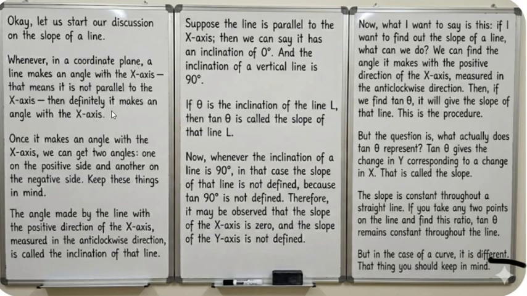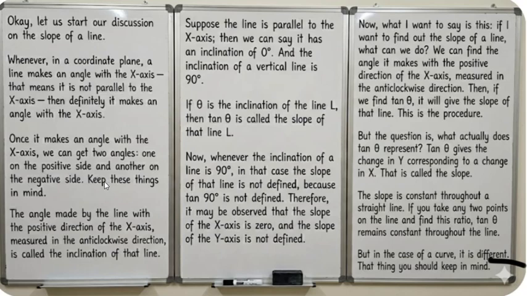If you take a line on a coordinate plane, there may be two cases: it may be parallel to the x-axis, or it may not be parallel to the x-axis. If it is not parallel to the x-axis, definitely it makes an angle with the x-axis. Once it makes an angle with the x-axis, there are two angles you can get, one on the positive side and another on the negative side. These two angles are supplementary, meaning the sum of those two angles is 180 degrees.